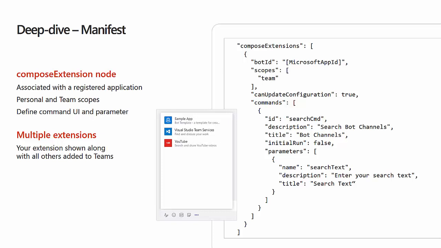In addition, the compose extensions play alongside others. And in the middle of the slide, you'll see here that YouTube has a compose extension, Visual Studio has a compose extension, and your sample bot template can have one as well. And they're all shown together. All the registered compose extensions in a given channel are shown at the same time.